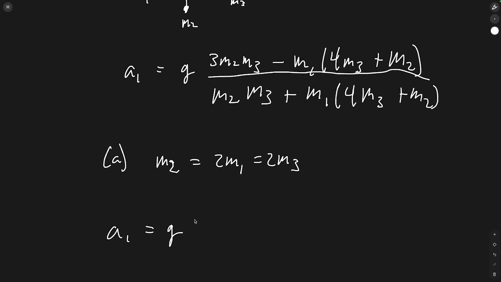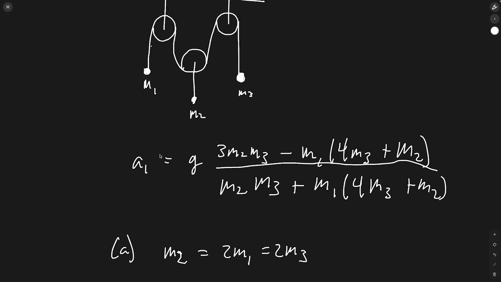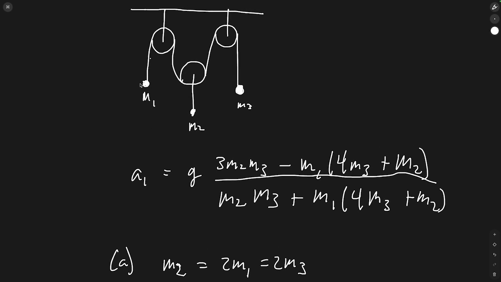a1 equals g times 3, m2 is still m2. m3 is now half of m2, so m2 over 2, minus m1, which is half of m2, m2, and then 4 times half of m2, plus m2. Conceptually, what's happening here is that this mass is twice these two.